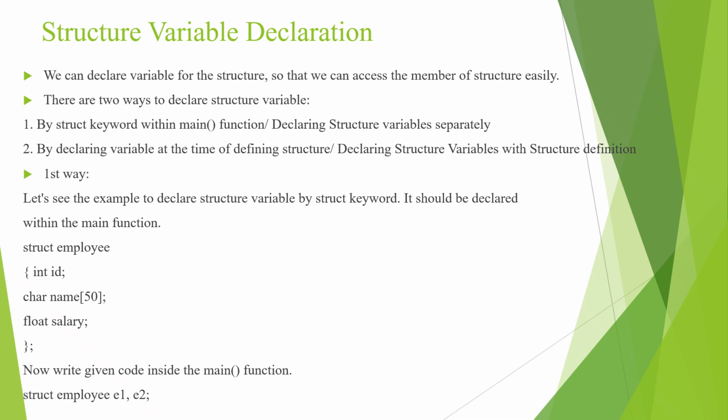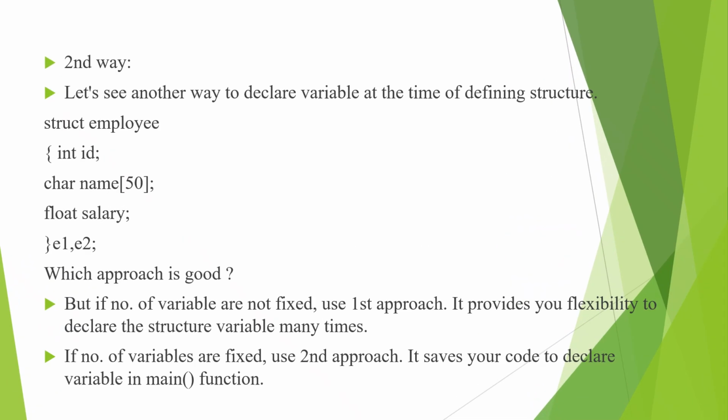In the next method, we declare variables immediately after defining the structure. This saves code but is less flexible. So here we have some key concepts: use the first method when the number of variables is not fixed, and use the second method when the number is fixed.